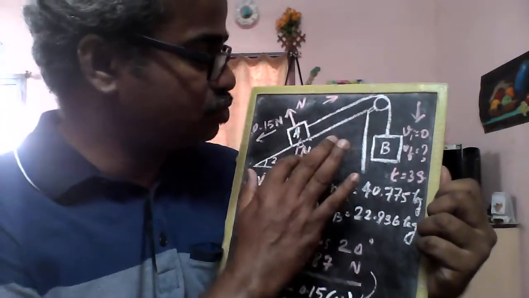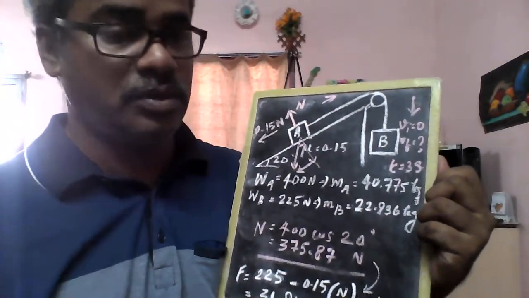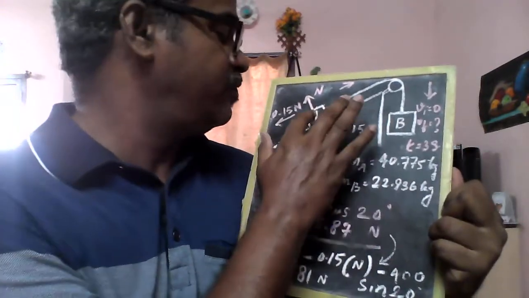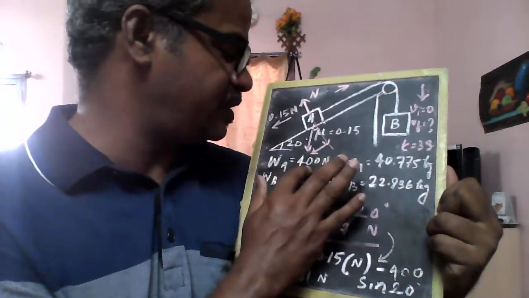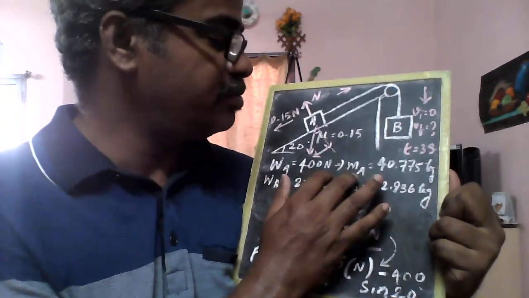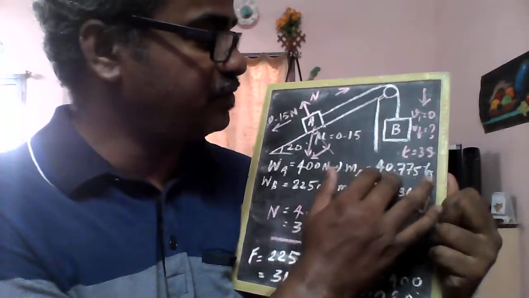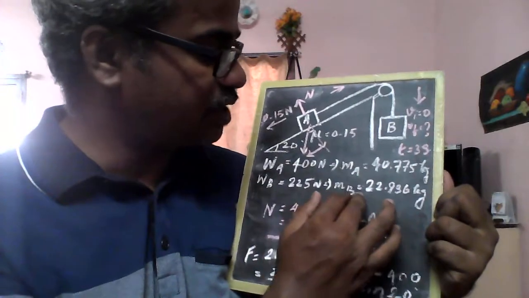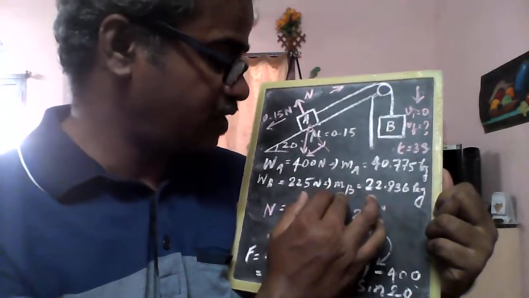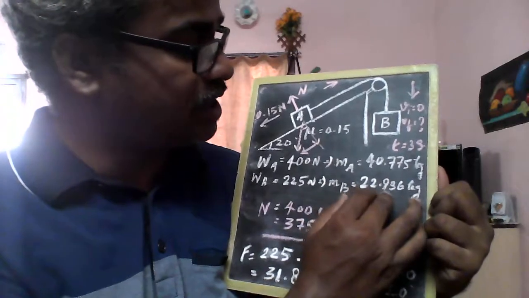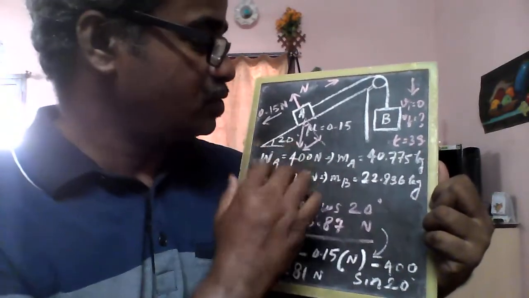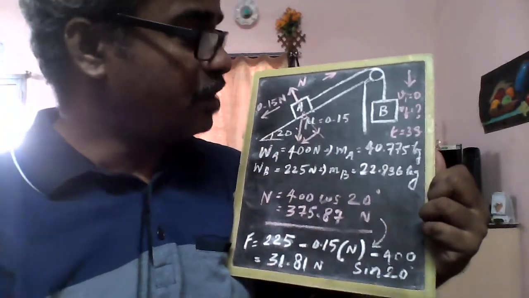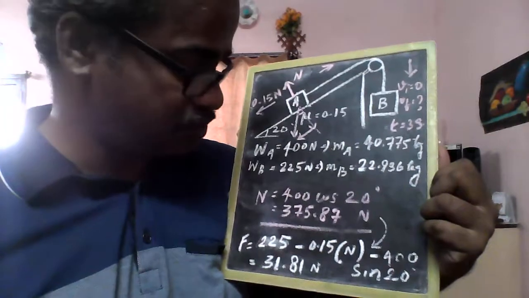The given data is mu equal to 0.15. First, the weight of the first body is given as 400 newton. Mass will be 400 by 9.81, which is 40.775 kg. The weight of the second body is 225 newton. Mass of the second body B is 225 divided by 9.81, which is 22.936 kg. Now I have to solve it using the impulse momentum principle. After 3 seconds, what is the final velocity? I have to find it out.